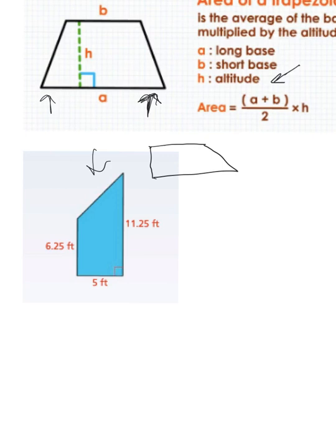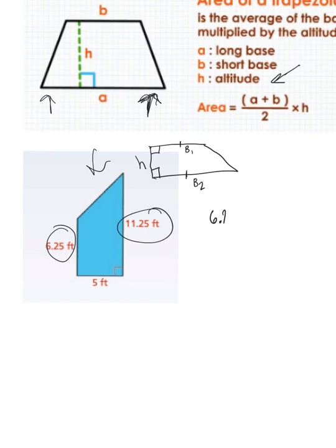So we have to add our bases together. Our bases are going to be our flat sides. This is going to be our base 1, this is going to be our base 2, and this is going to be our height. Our height is always going to connect both of our bases at a 90-degree angle. So here's base 1 and base 2. We need to add those together.